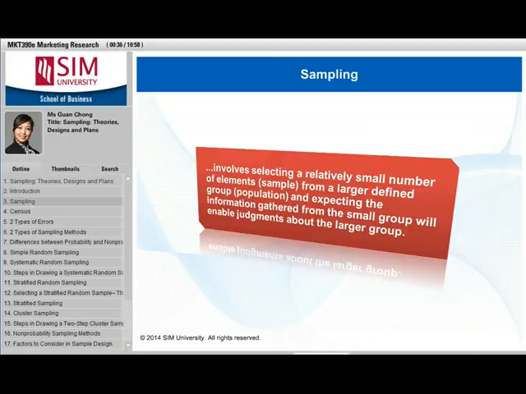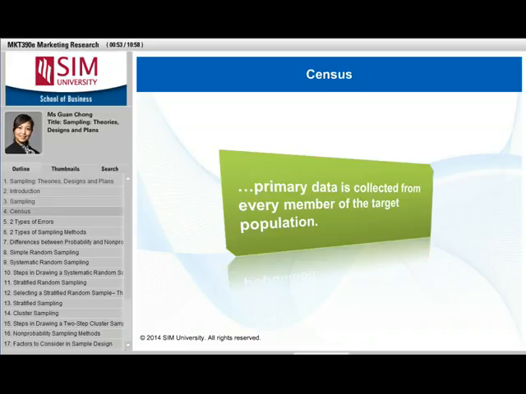Sampling involves selecting a relatively small number of elements, or sample, from a larger defined group or population, and expecting the information gathered from the small group will enable judgments about the larger group. On the other hand, under census, primary data is collected from every member of the target population.